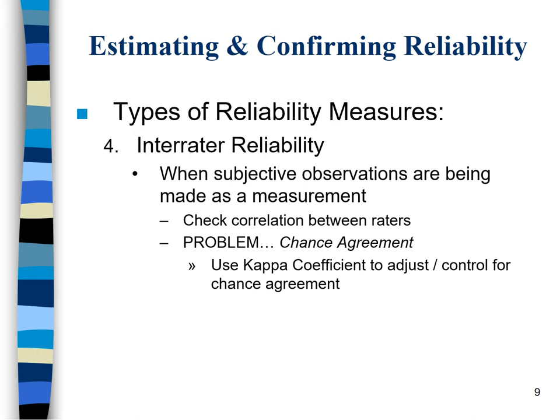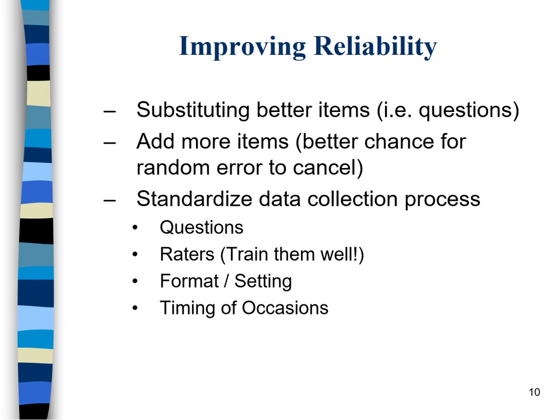Let's move on. So how do I improve reliability? Well, first and foremost, as I've mentioned a couple times, if I'm realizing that I've got a couple questions on my survey that just do not show consistency with the other questions, or just don't seem to be getting at what I want, get rid of them and get better questions, period.